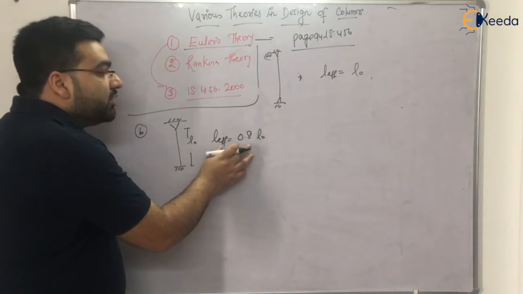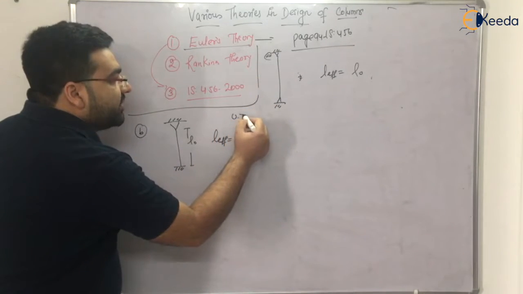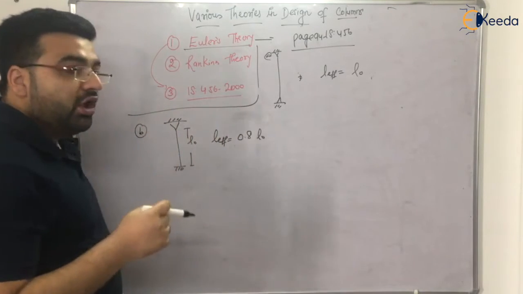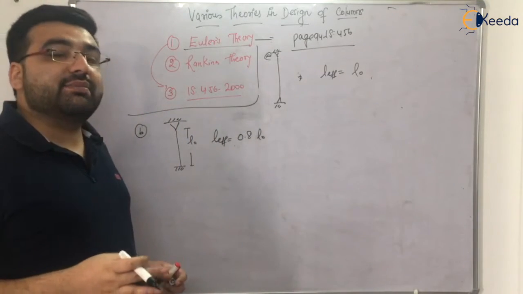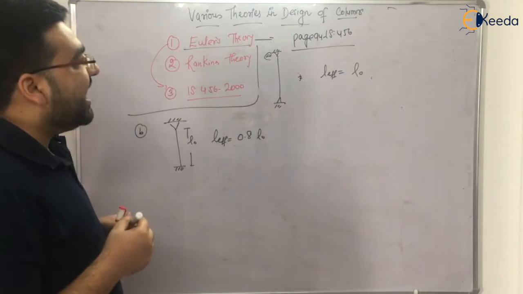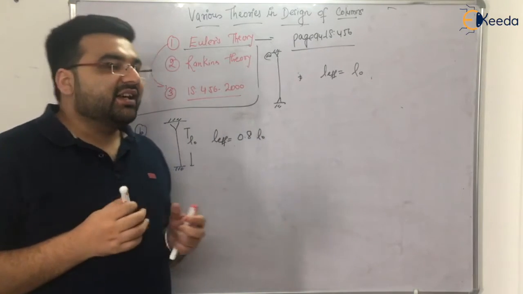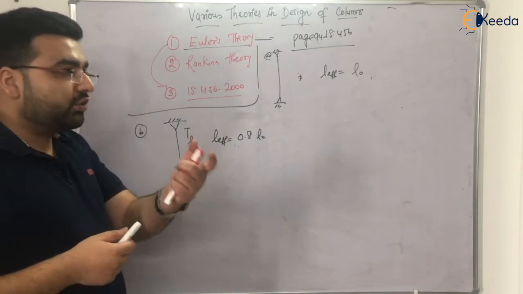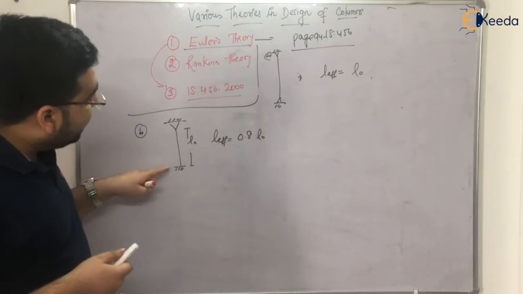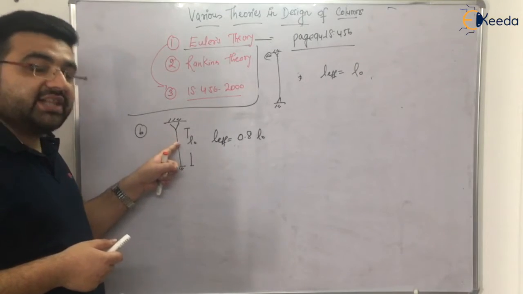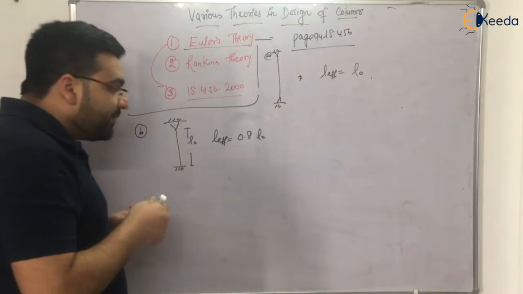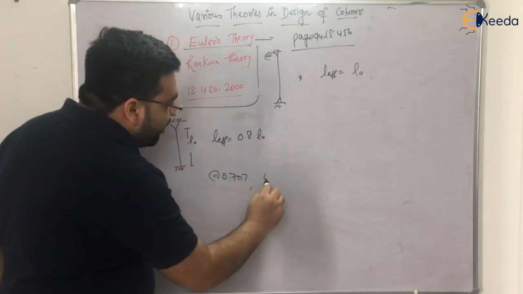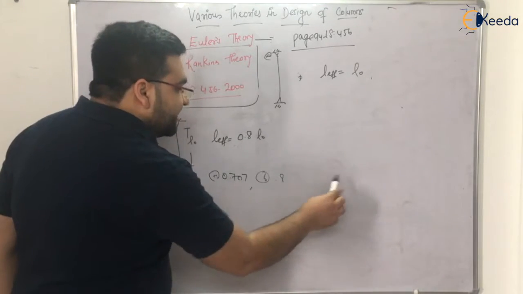So don't confuse, because in Euler's theory you have 0.707 L naught, or L naught upon root 2. I have seen many students making this mistake. Suppose a question has been asked: the effective length as per IS 456 2000, if one end is fixed and other is hinged, is. In the options, you will be given 0.707, you will also be given 0.8 and some other values.